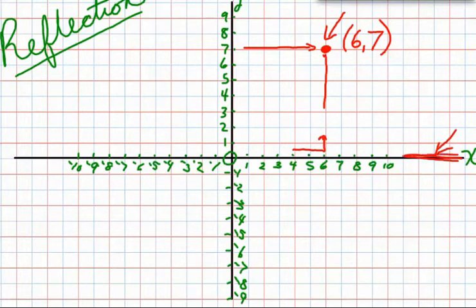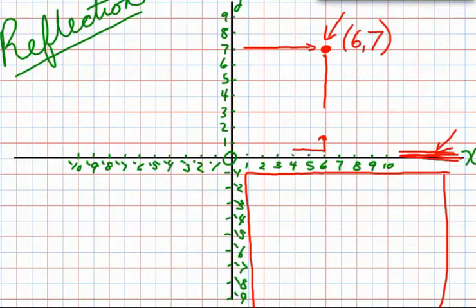Well, if this is the mirror here and our point is here, then our dot, when it's reflected, will be somewhere in that area there. And it's not that difficult to work it out. If it's a reflection, that means that it's still going to be at 6 on the x-axis. And we know that it's already 7 on the y-axis, so that means that it must be minus 7 on the y-axis if it's reflected.